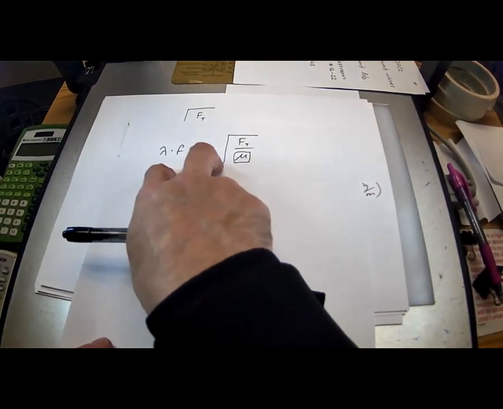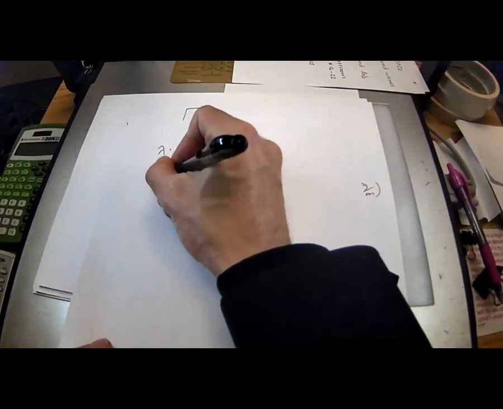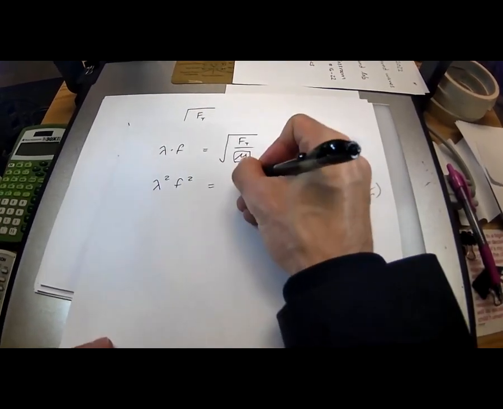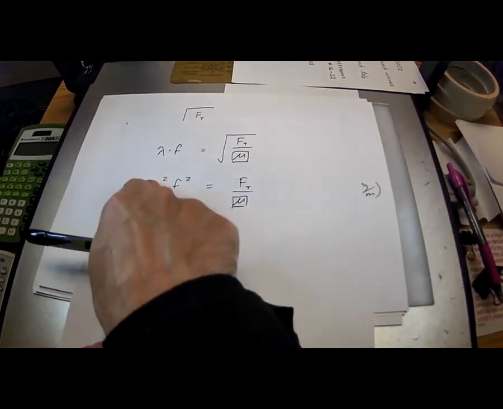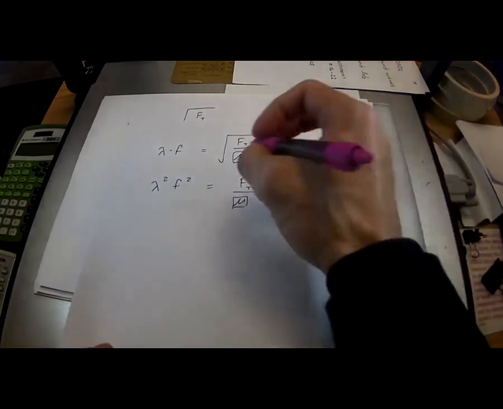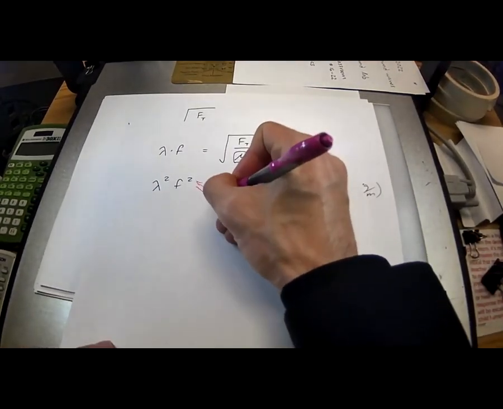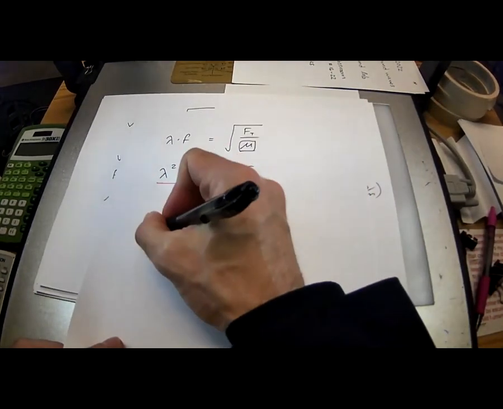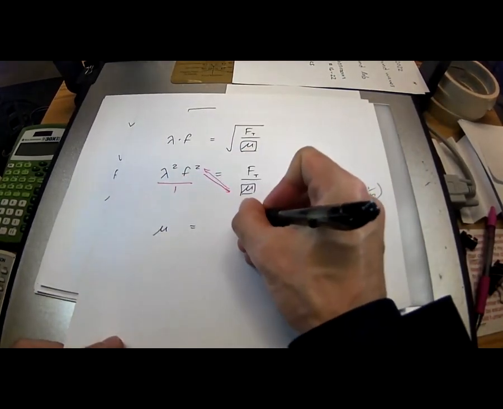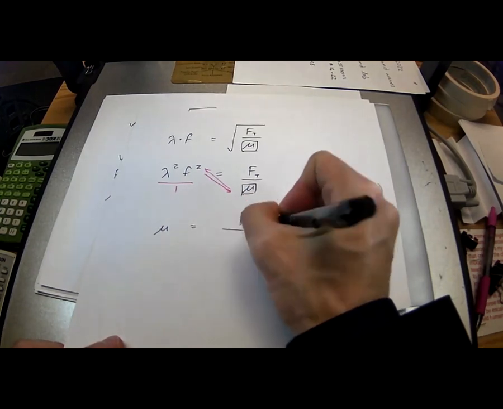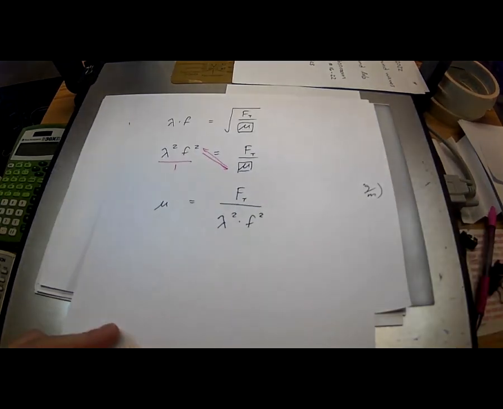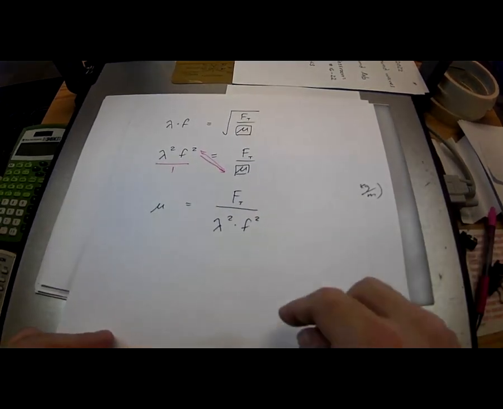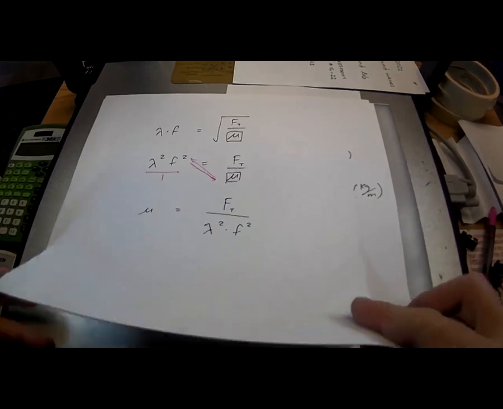Maybe square both sides. So this squared is equal to tension force divided by linear mass density. Cross multiply linear mass density, divide down all that squared stuff. So this is going up, this is coming back down. Okay. Cross multiplication, sorry. So linear mass density should be tension force divided by wavelength squared times frequency squared. Okay. I think that's valid. We'll find out. I know I've got the answer in front of me, so we'll try.